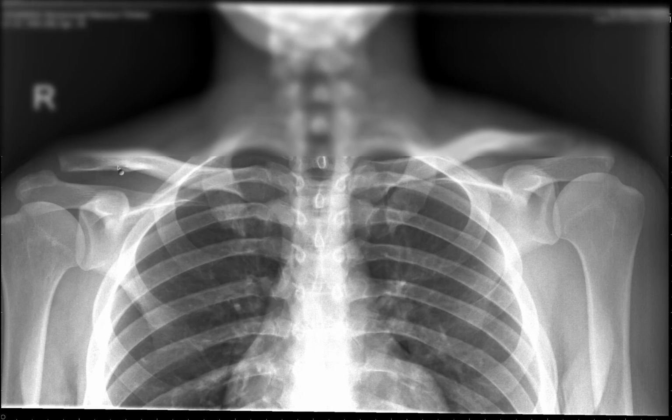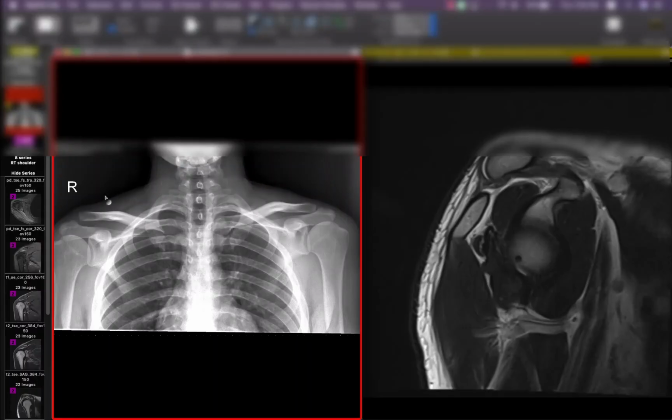We can clearly see there is a widening of the acromioclavicular joint here, in relation to the other side, and we can see here there is a widening of the coracoclavicular distance in relation to this side. This indicates that there is an injury of the coracoclavicular ligament. So this is the grade 3 pattern of acromioclavicular joint injury in the X-ray and in the MRI.